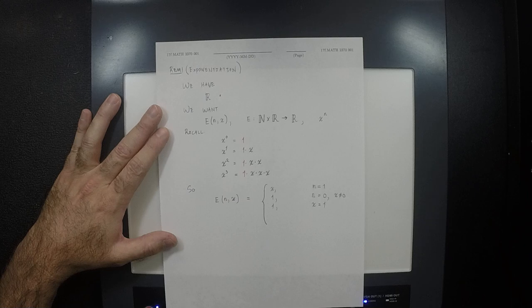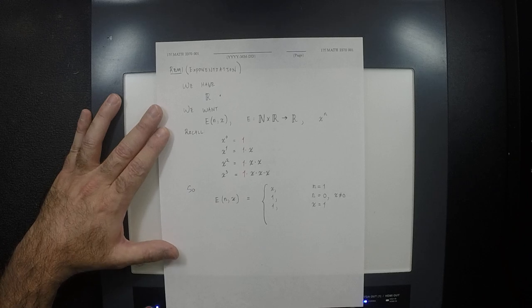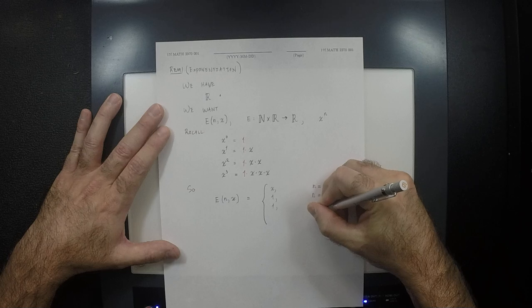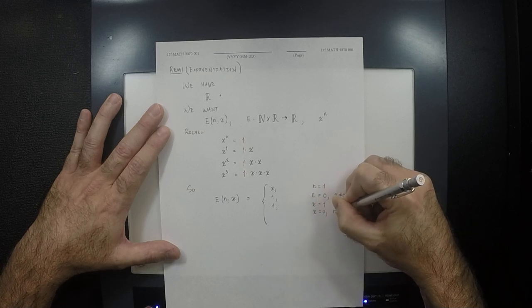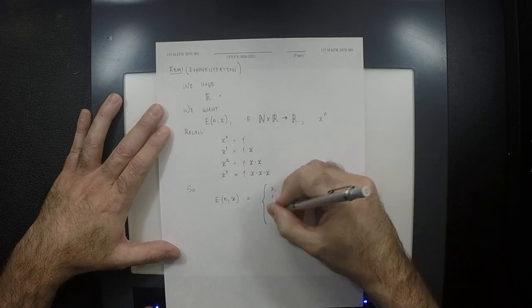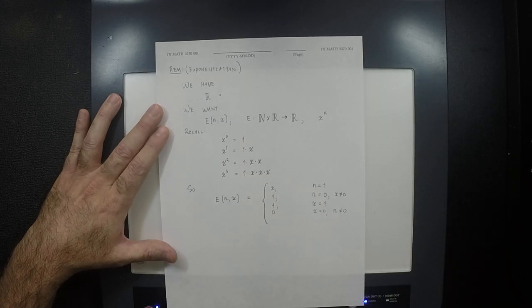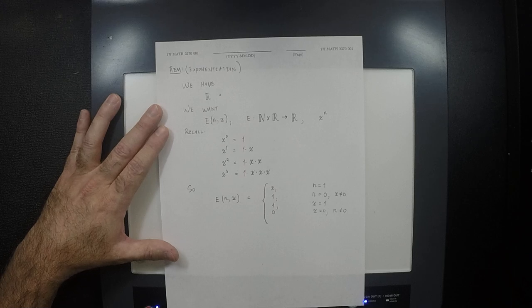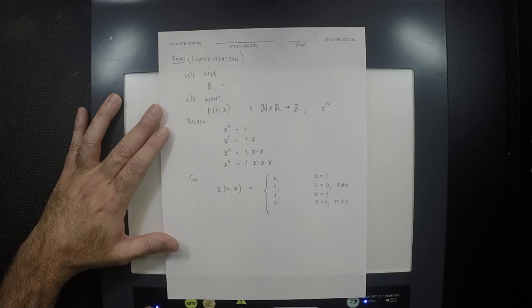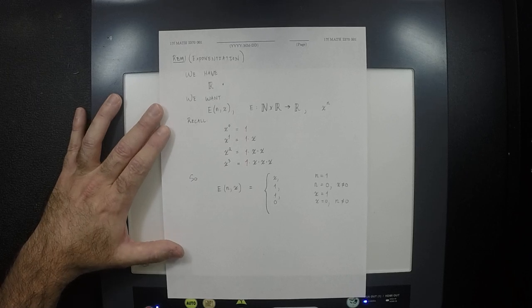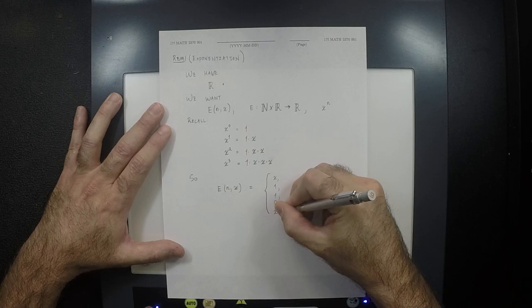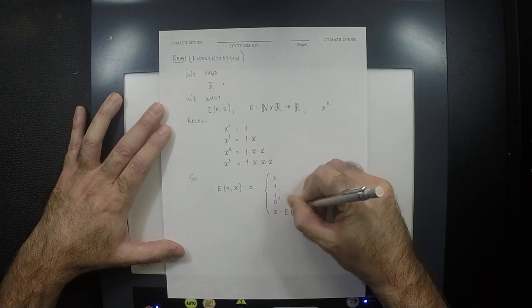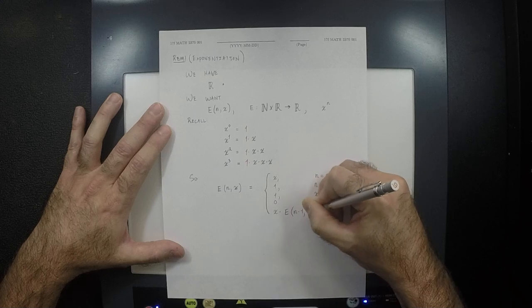So there's at least one more that's easy to deal with. Zero, if x equals 0 and n is not 0? Right. So if x is 0 and n isn't, then the answer is 0. I think that's all the cases that are easy to deal with. Okay, now what? There you go.